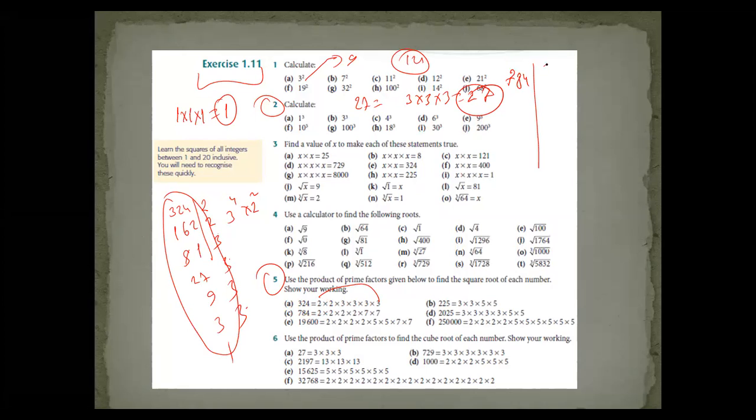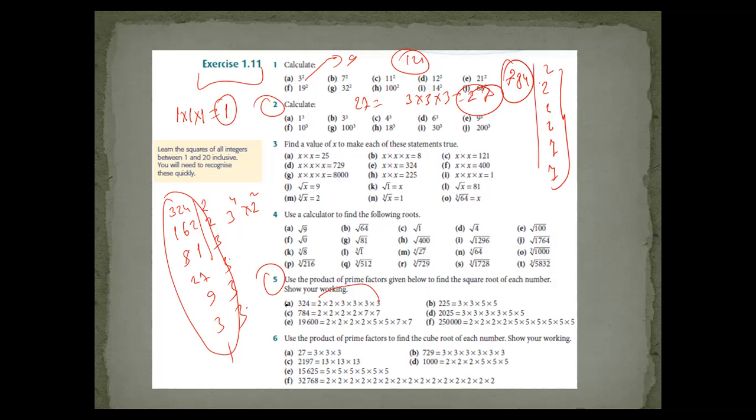784 divided by 2, and you can use the calculator, okay? And the next prime number is 2 also. And the next also, so we have 2 to the power of 4 times 7 as the prime factors of this number, okay?